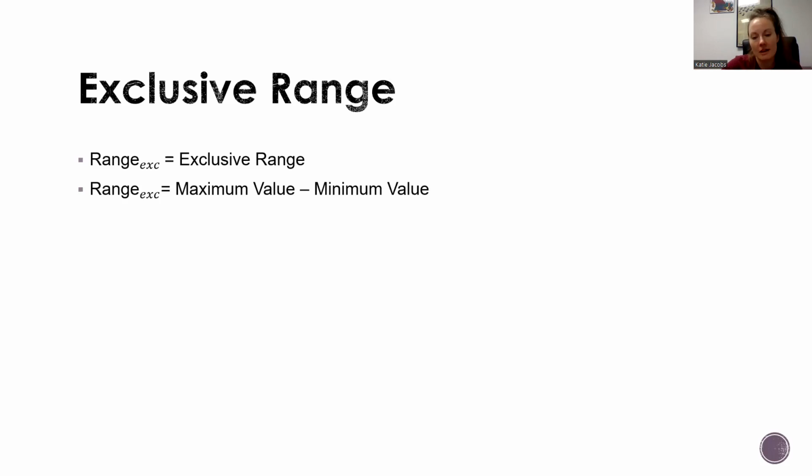We're not including everyone. Okay, so if I wanted to write this out in symbols, I put range sub EXC equals X sub max, so that's saying the maximum value of X, minus X sub min, which is saying the minimum X value in your data set. So you'll want to go ahead and put these on your symbol sheet if you have not done that so far. All of these are fair game for our exam.